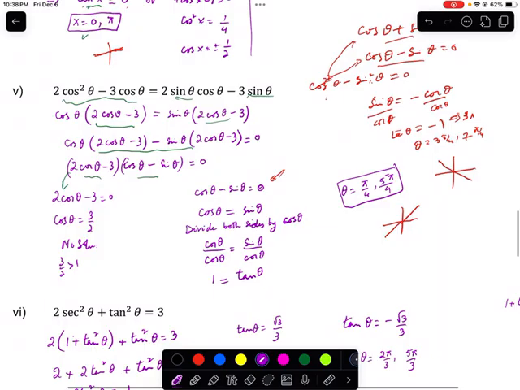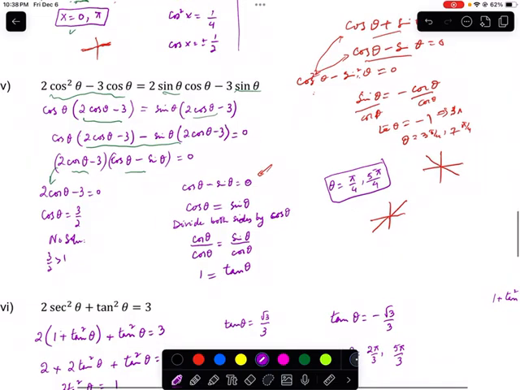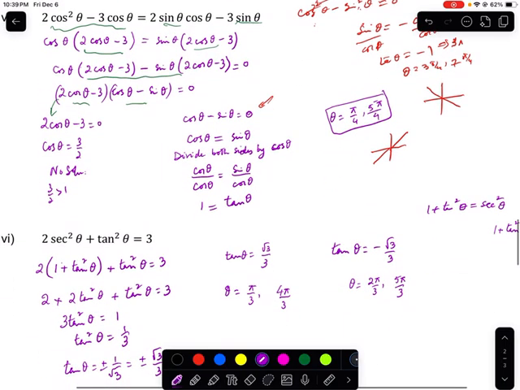Okay, so now the last question here. We have now 2 secant square theta plus tangent square theta is equal to 3. So what will we do here now? We can use our Pythagorean identity that 1 plus tangent square x, or in this case tangent square theta, will be equal to secant square theta. So that's what I used here. So now the equation is in tangent.